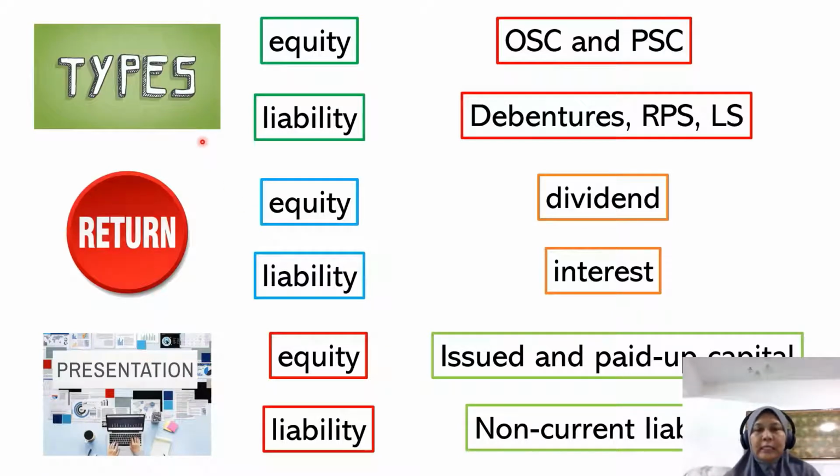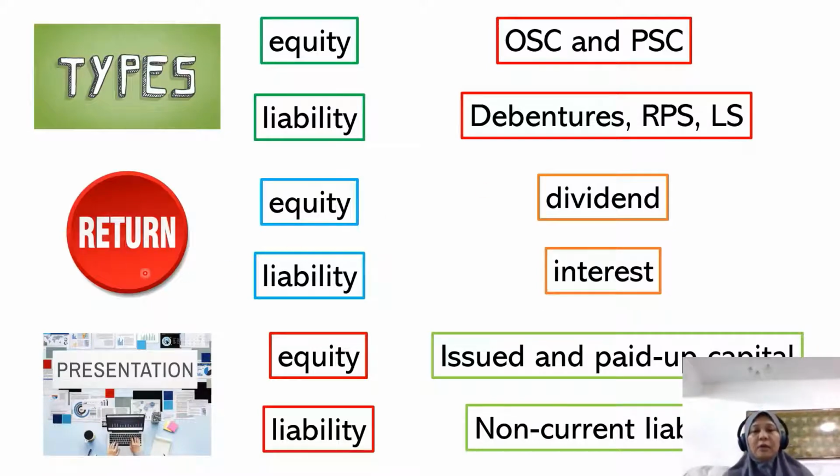So basically, the differences in terms of types: we have equity instruments. This one we did in chapter 2, where we focus on ordinary share capital and preference share capital. As for liability instruments, we are covering this topic starting from the previous week. All right, and we have some of the liability instruments such as debentures, redeemable preference shares, and loan stock, as well as convertible loan stock, bonds, etc.